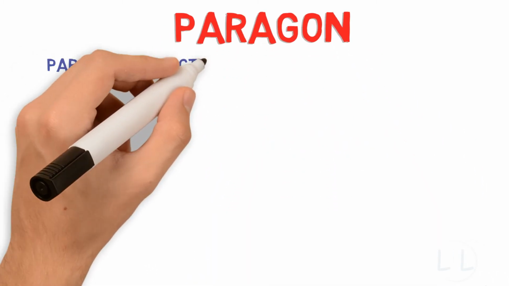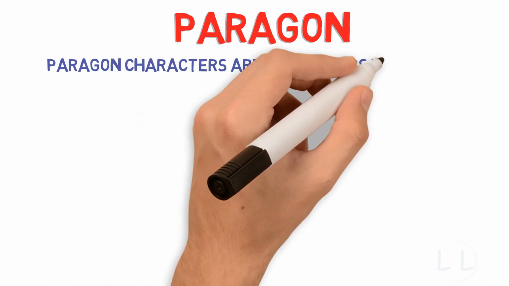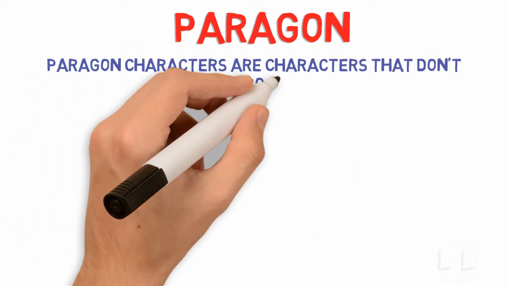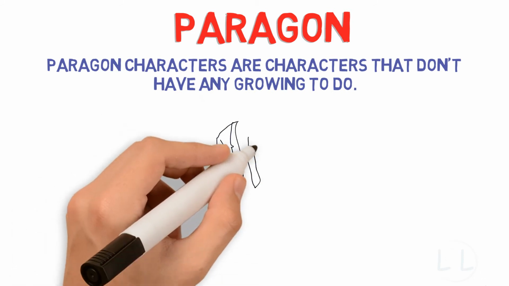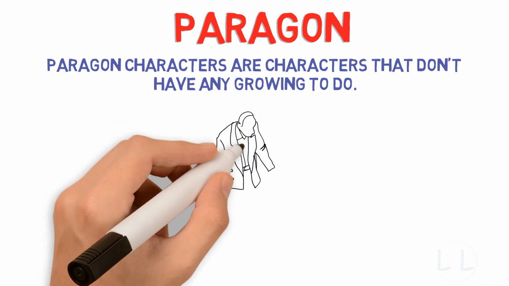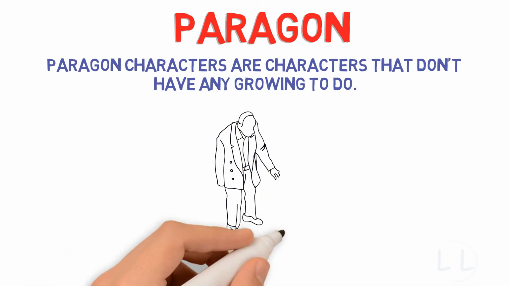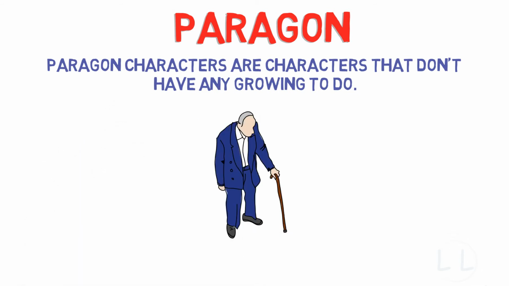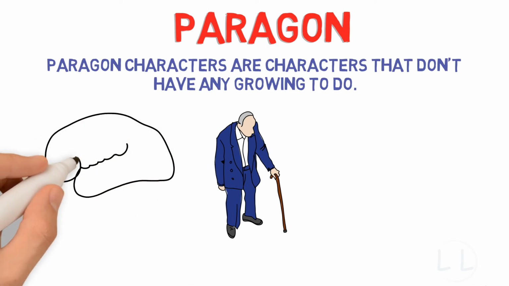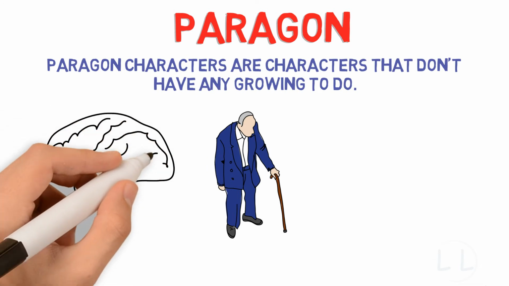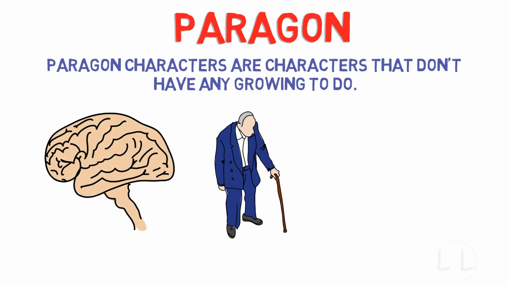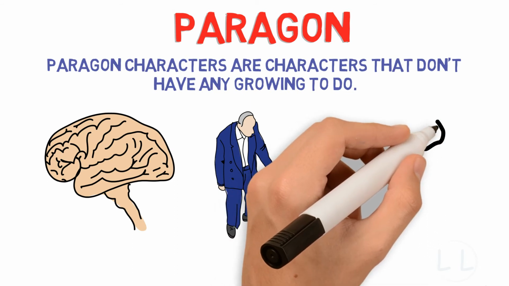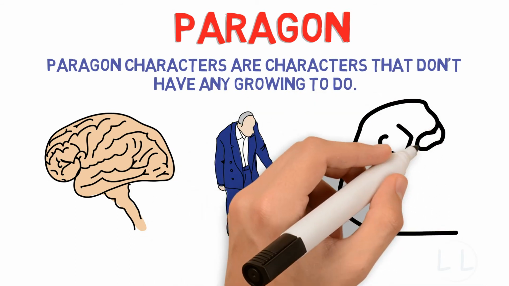A Paragon character are characters that don't have any growing to do. Powerful, older, wiser. They've been through their trials and errors in their life and reached life's highest points. They're old usually, long white beards. Their minds are full of wisdom. They've learned their mistakes, and they try to pass their knowledge down to the younger generation on the right track to a better life. They are guides to the Everyman, in hopes they will do well in their task.